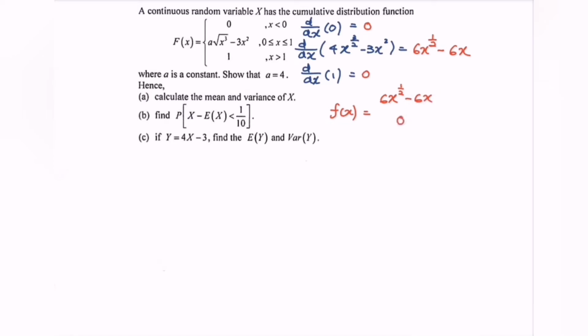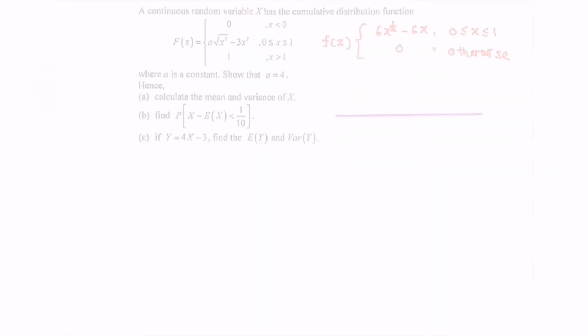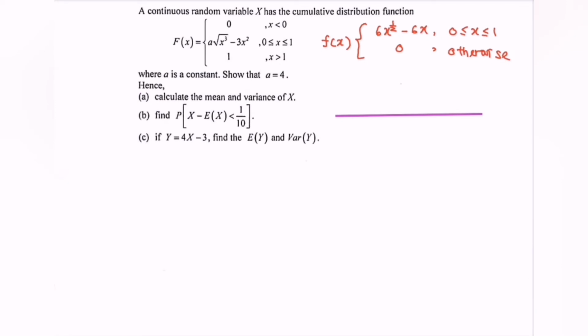Then we have 0. For the domain, kindly refer to the second function of the capital F, where we will have x greater than or equal to 0 and less than or equal to 1. Another one, we have otherwise. So that is the probability density function. Next is to express the situation on a real number line, where we have 0 and 1 for the function 6x to the power 1 over 2 minus 6x. Otherwise, we have the function 0.